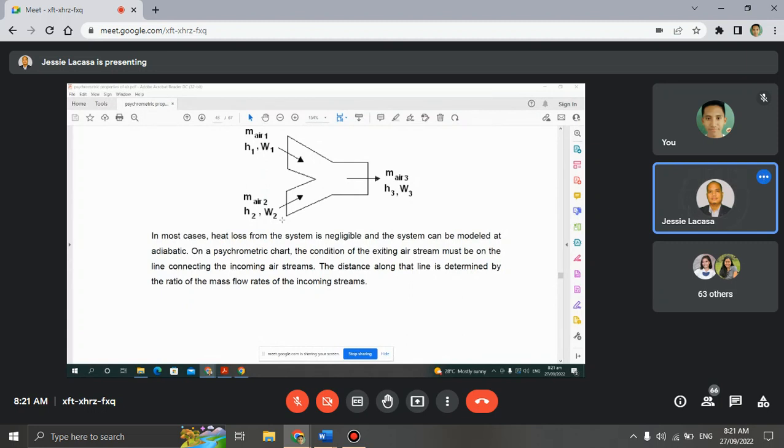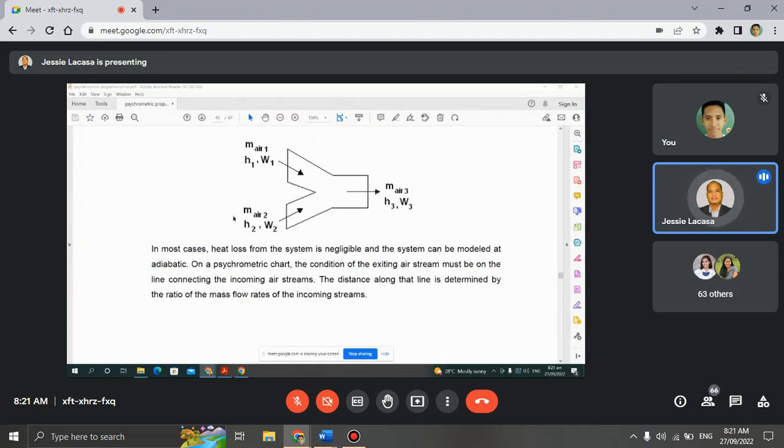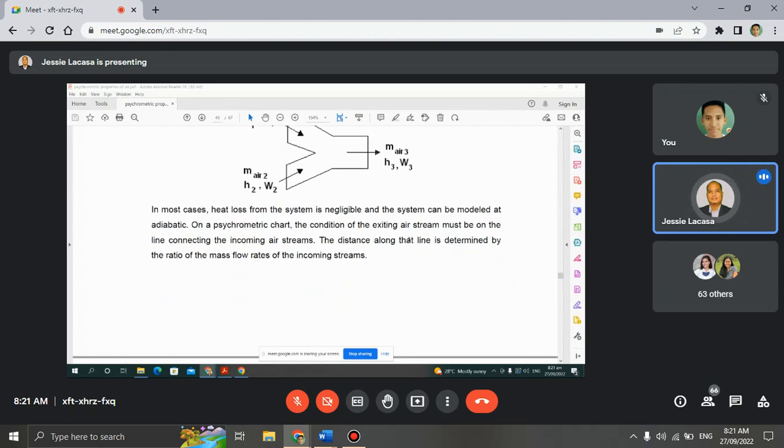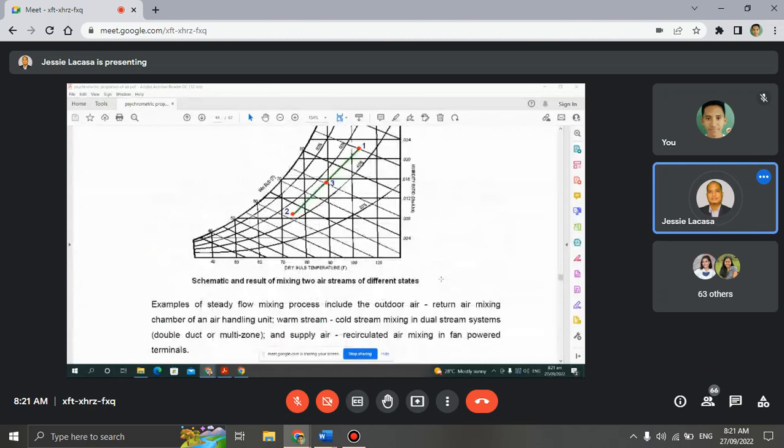Okay? So, just like in the application sa air handling unit, kanang i-mix nimo ang return and outside air. So in most cases, heat gain from the system is negligible and the system can be modeled as adiabatic. So on a psychrometric chart, the condition of the exiting airstream must be on the line connecting the incoming airstreams. The distance along that line is determined by the ratio of the mass flow rates of the incoming streams.